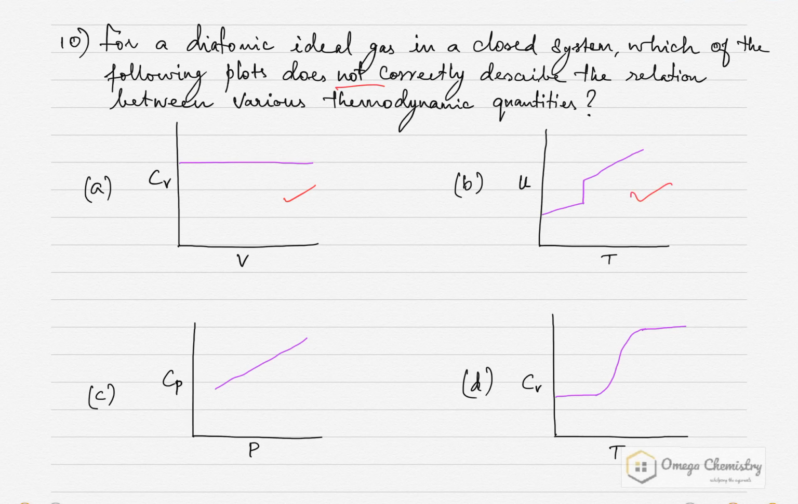Heat capacity at constant pressure varies directly with pressure, which is wrong. Cp will be constant with pressure. So the graph should be like this, should not be like this. So this is the right answer.